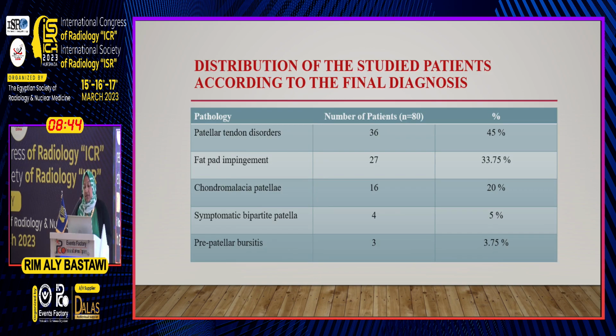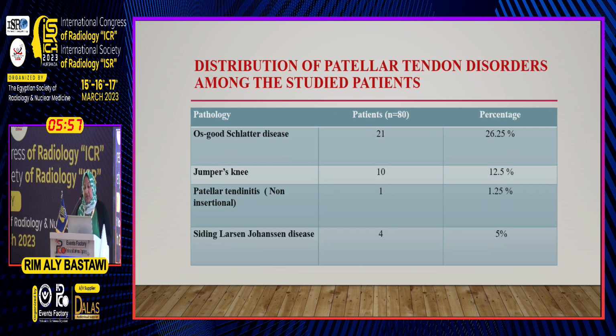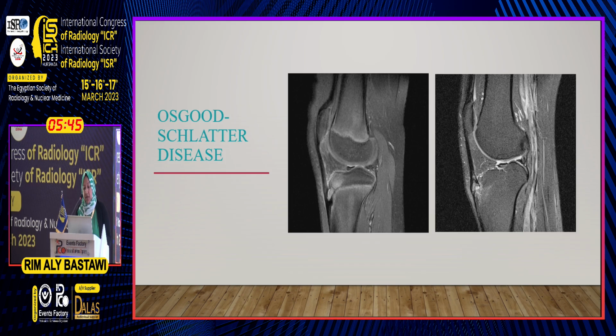This table demonstrates the distribution of the studied patients according to the final diagnosis. Patellar tendon disorders were the dominating abnormality, accounting for 45% of patients, followed by the fat pad impingement. Patellar tendon disorders included in the study included Osgood-Schlatter disease as the most common abnormality, identified in 21 patients, followed by jumper's knee, patellar tendinitis, and Sinding-Larsen-Johansson disease.